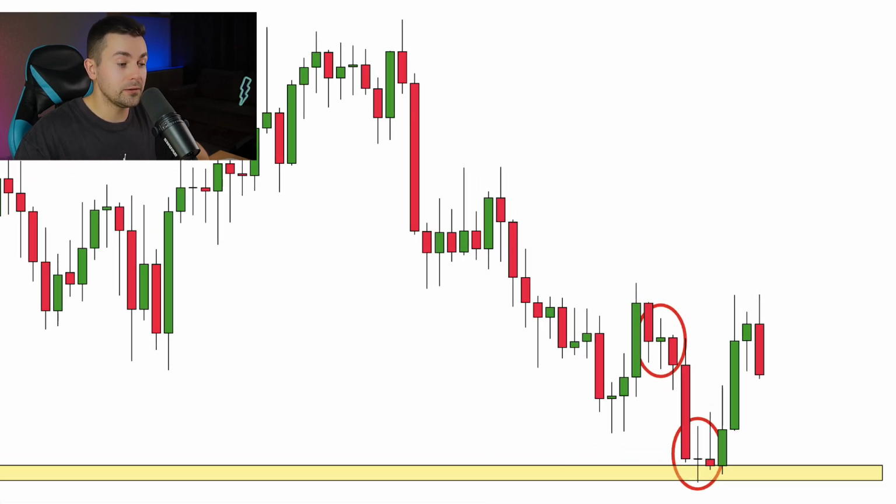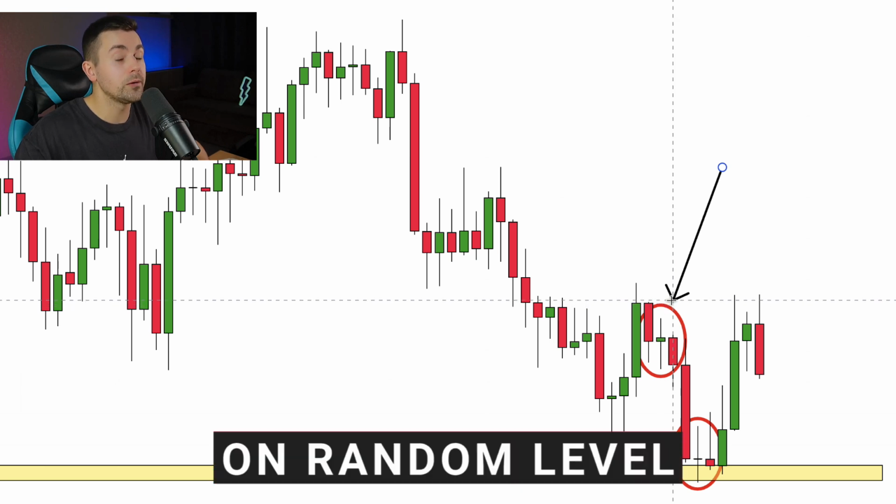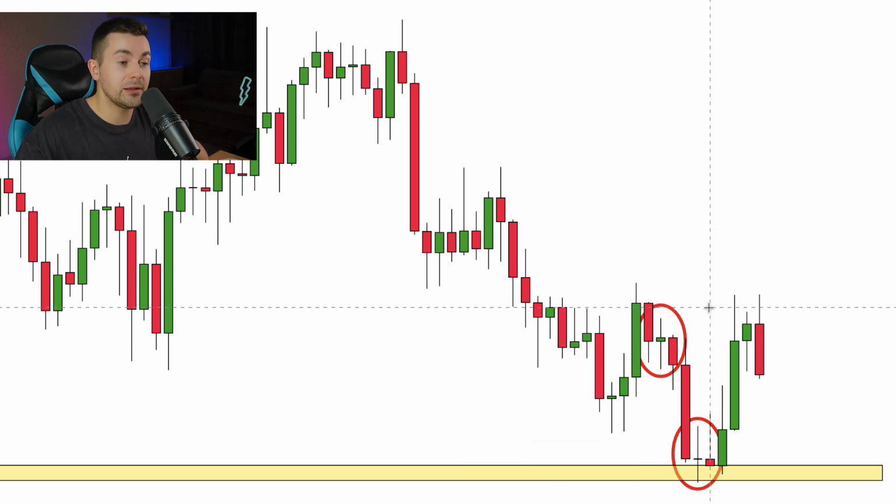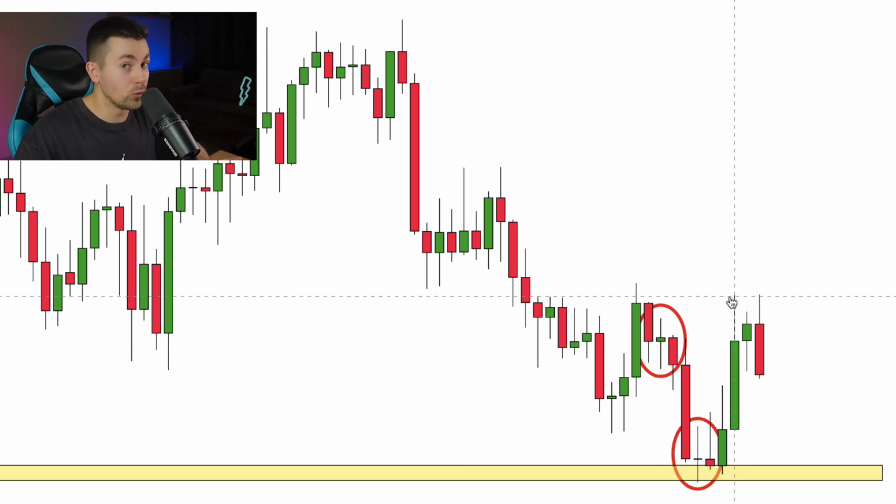The Doji candle that we see over here is formed on a random level, and that pattern we won't trade because quite often that candle will give us false signal.